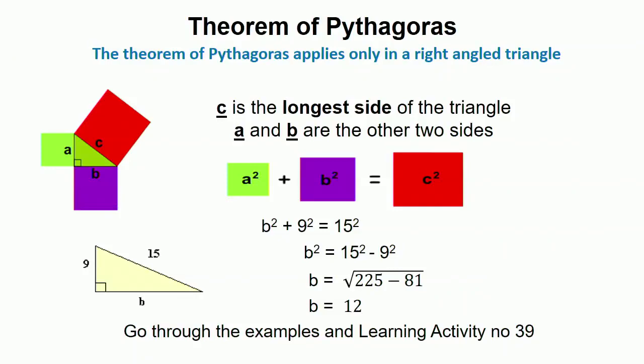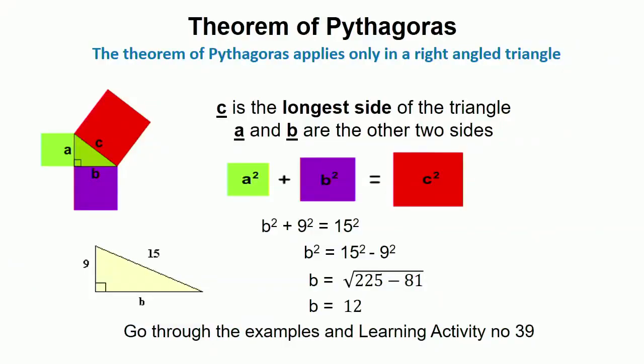144. I didn't write it there, but 225 minus 81 gives you 144. So to get B, you have to take the square root of 144, which is then 12. And remember, your short sides must be shorter than the longer sides. So before you even start, you know that your answer must be less than 15. So check it out. See if your answer is less than 15. And it is. So then you can be satisfied.